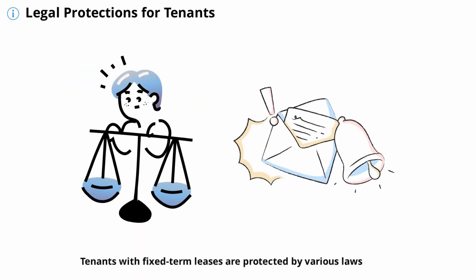Tenants with fixed-term leases are protected by various laws that prevent unfair eviction and ensure safe living conditions. These laws vary by location, but generally require landlords to follow specific procedures if they want to end the lease early or make major changes. Knowing your rights can help you avoid problems and protect your interests.